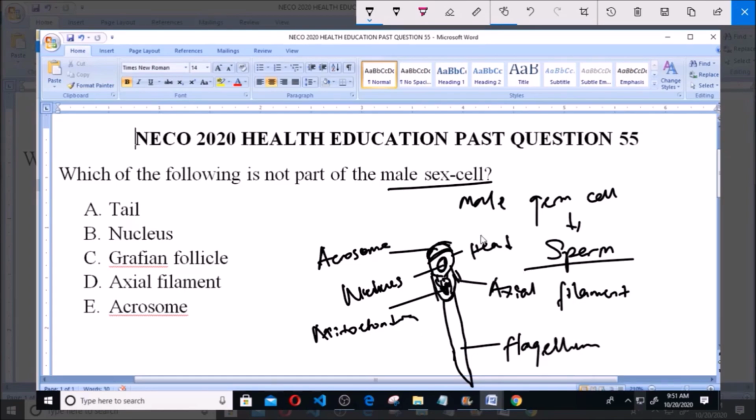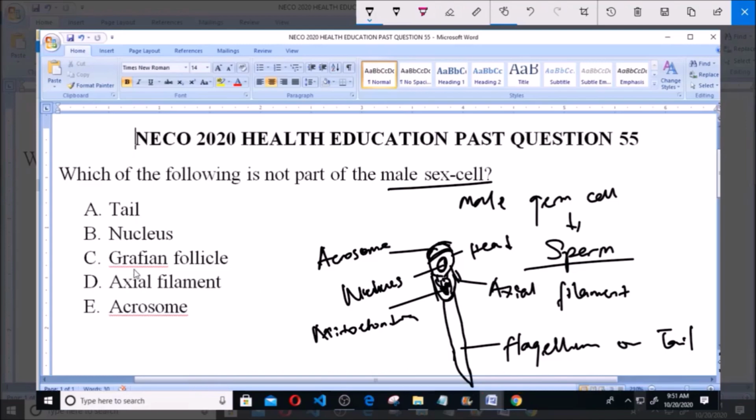This flagellum is also known as a tail. You can call it the tail of this sperm cell. You notice that the sperm cell contains the tail, which is the flagellum, the nucleus, which contains the genetic materials, the axial filaments, and the acrosome.